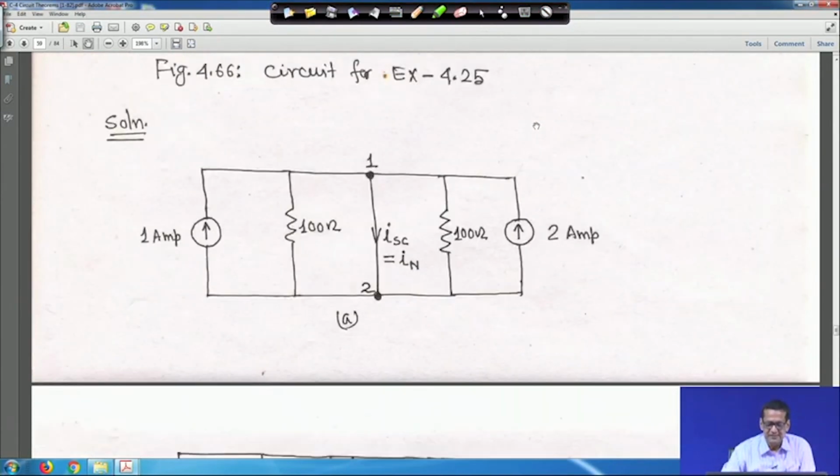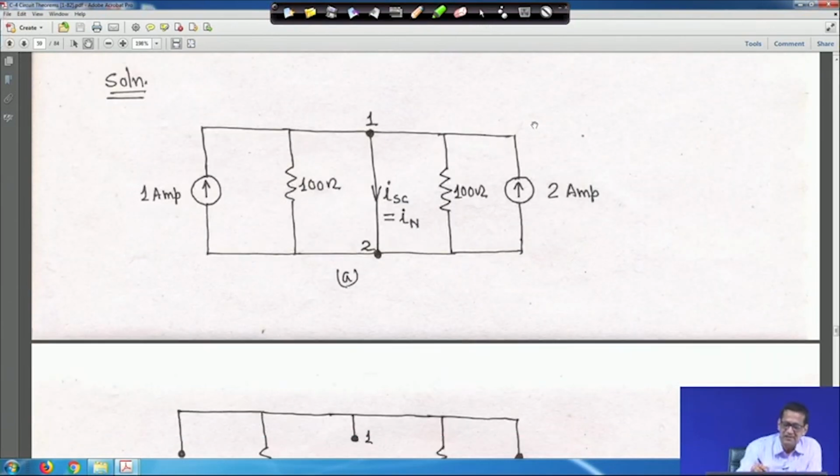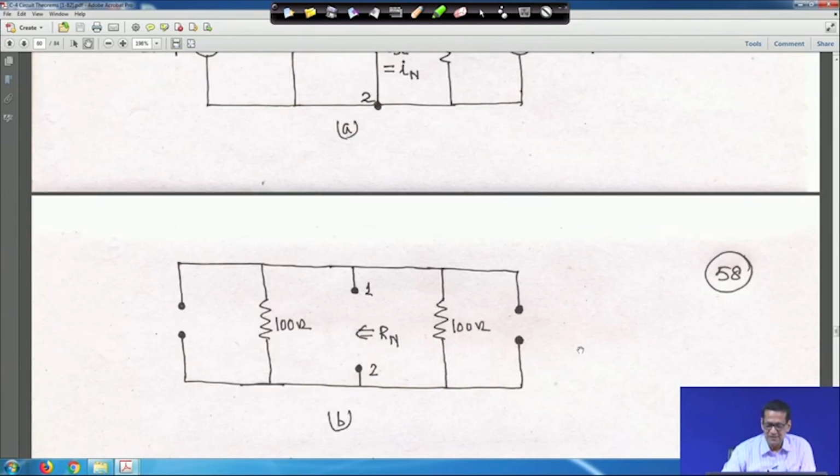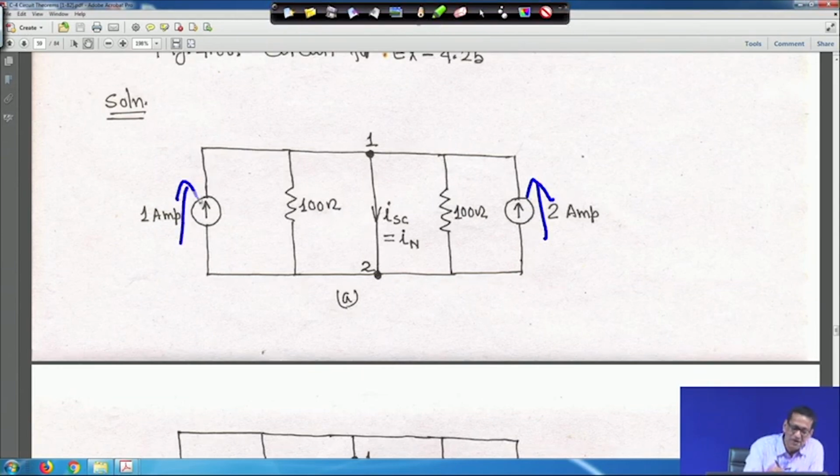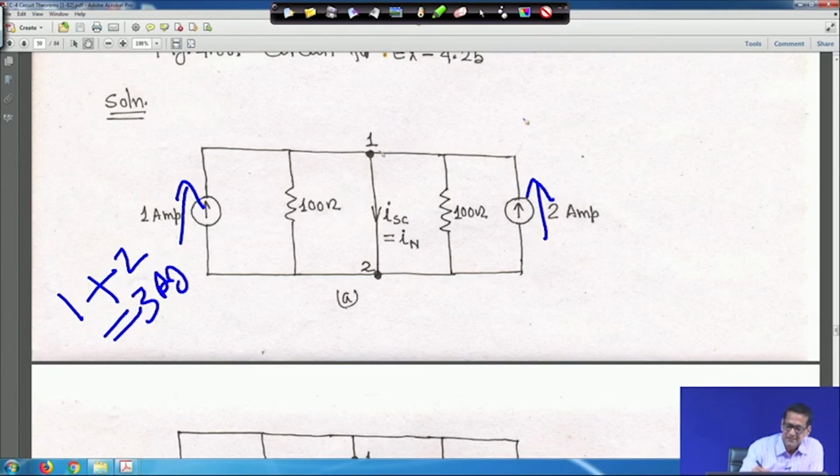Now, to get the short circuit current, this is shorted, right. Another thing is, to get Rn, these two current sources are turned off and this is open. Here ISC is shorted, and at the same time look at this 2 ampere, it is upward, and this 1 ampere is also upward. So, their resultant is 1 plus 2 is equal to 3 ampere, and the direction is given upward, and this is shorted, and this 3 ampere is there.